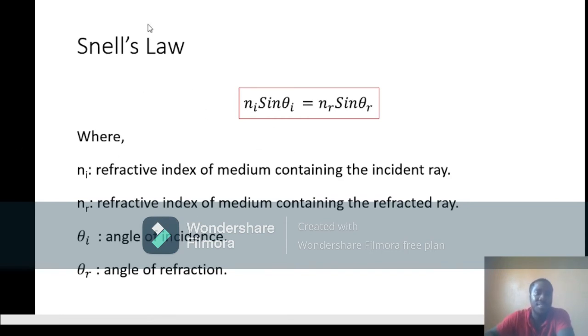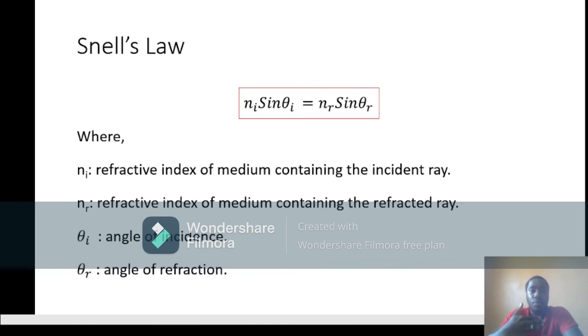Lastly, a very important topic, Snell's law. Snell's law is dealing with the law of refraction. When you are talking of Snell's law, you are talking of refraction. But there are other topics that we are going to also deal with as we go further. We are going to look at total internal reflection. We are going to look at the critical angle. Those are the topics that we're going to deal with in future.